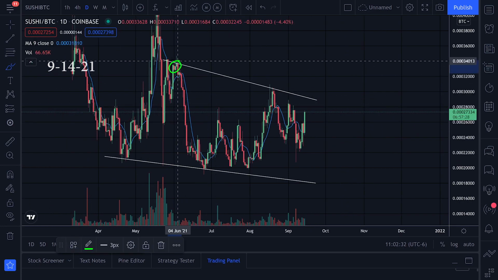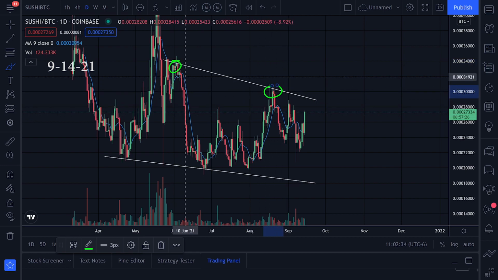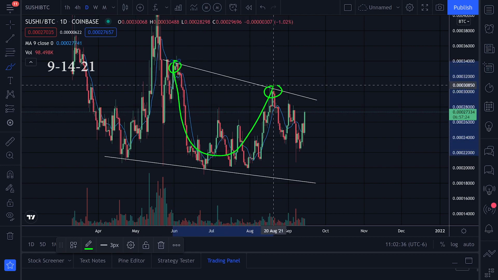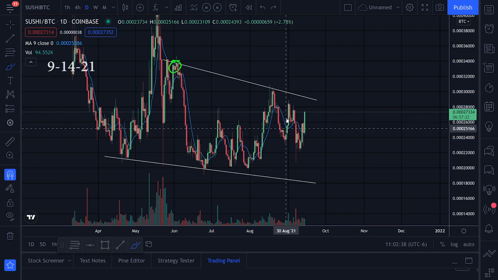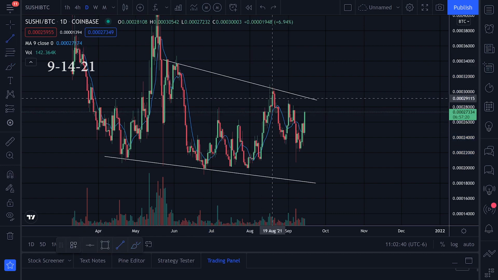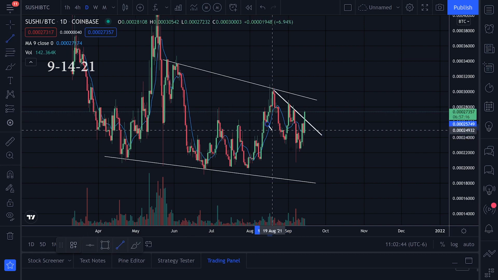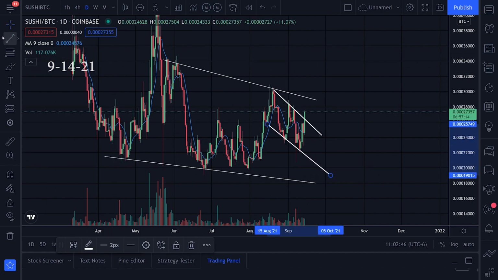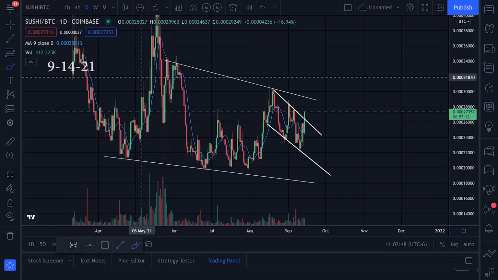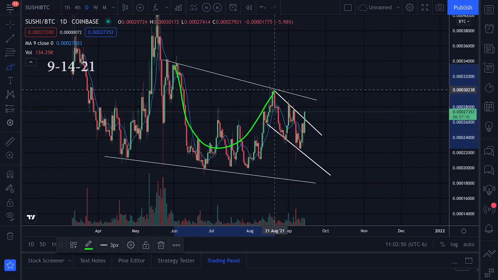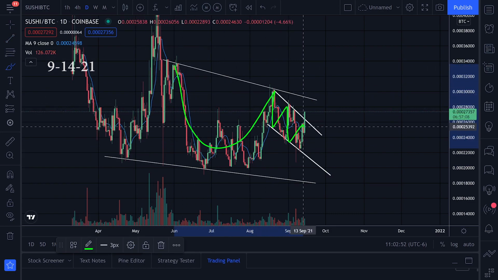We got resistance right here. We got resistance right here. We got a cup pattern, something like this. Let me know if I'm crazy or not. Then we have a downward channel, something like this. That is basically a textbook head and shoulders, cup and handle, something like that.